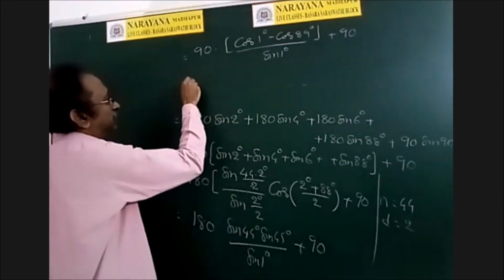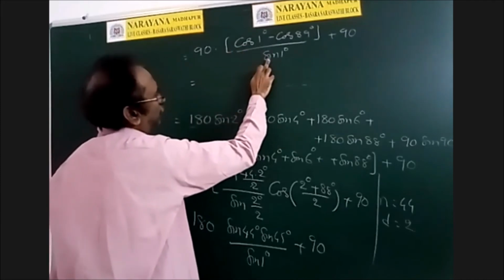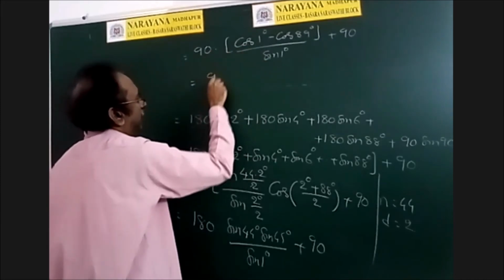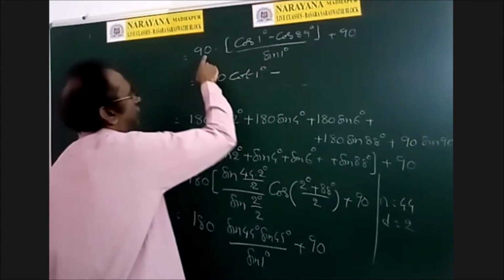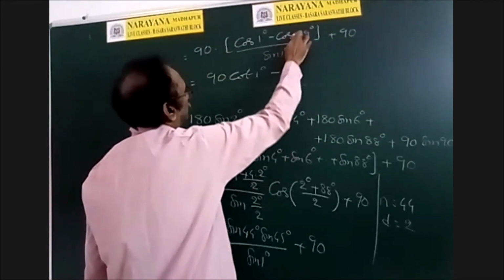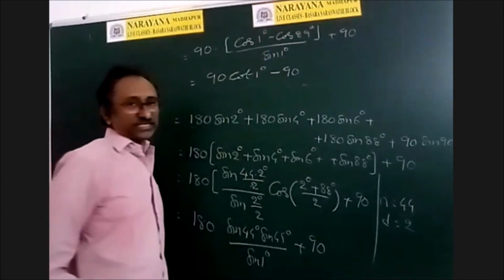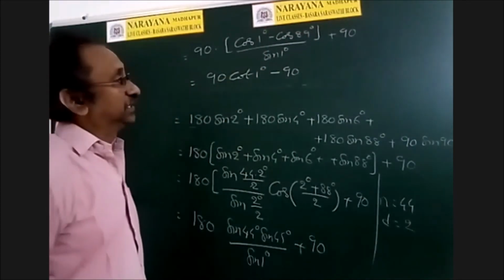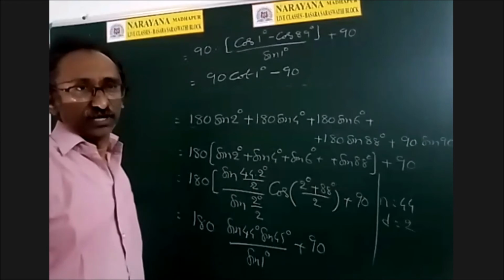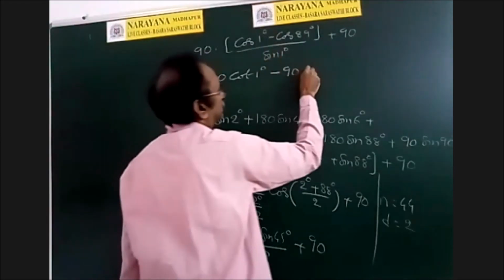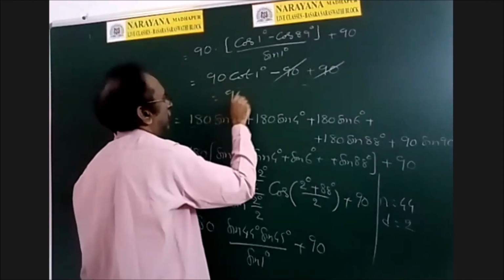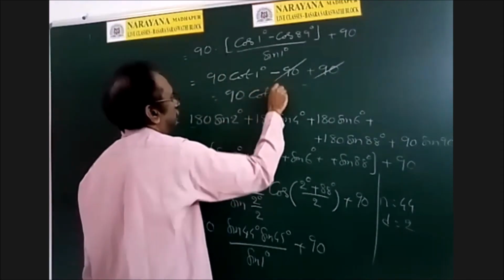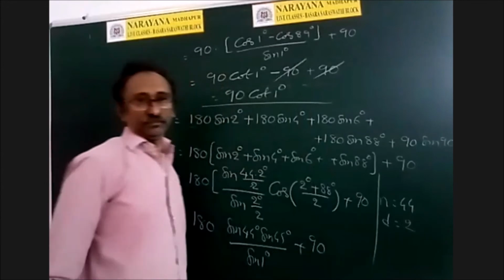And see what happens in the next step. Cos 1 by sin 1 is cot 1. So 90 into cot 1, that is one term, minus 90 into cos 89 by sin 1. Cos 89 is nothing but cos of 90 minus 1, that is sin 1. So sin 1 cancels. So this is the answer, 90 into cot 1. Right?